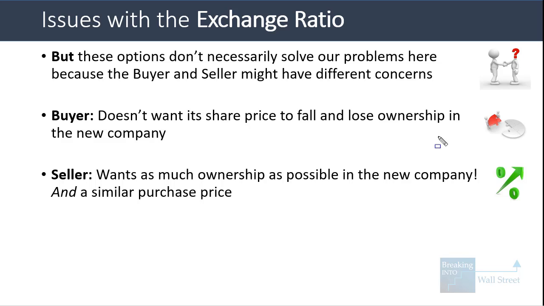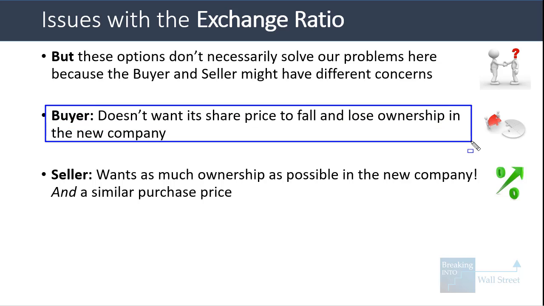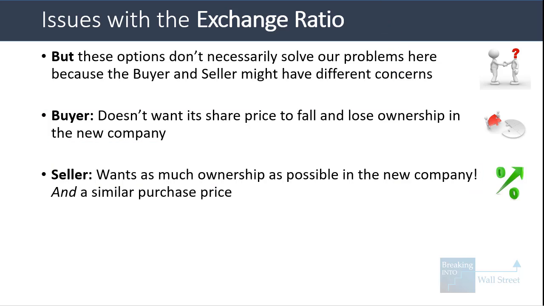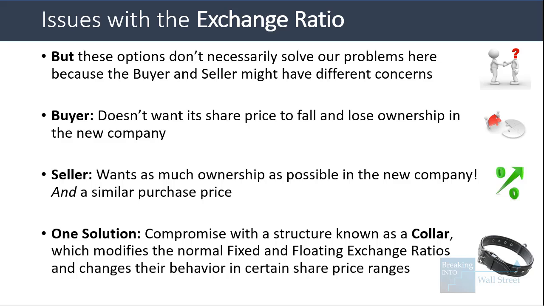So they have inherently contradictory goals because one party wants as much ownership as possible, and then the other party also wants as much ownership as possible. And when you get a situation like this, one solution is to compromise. And in this case, with M&A deals that are based on stock, you can use a structure known as a collar. This modifies the normal fixed and floating exchange ratios and changes their behavior within certain share price ranges.